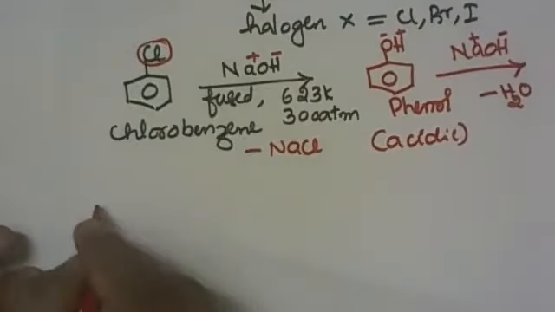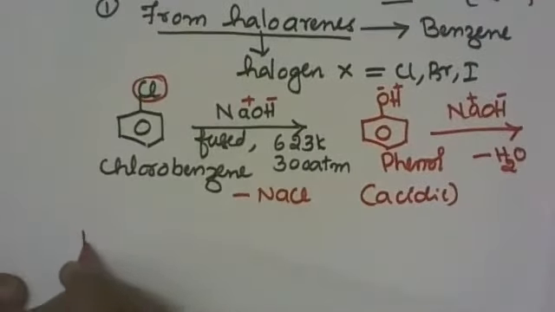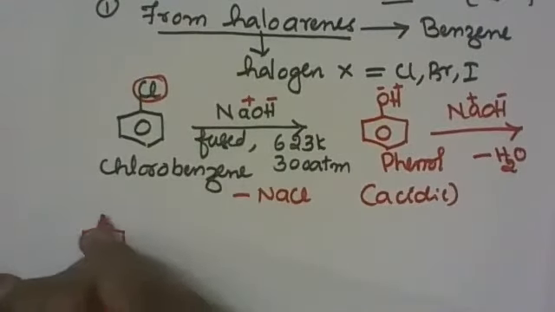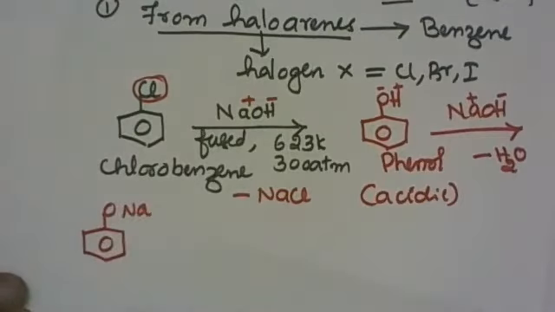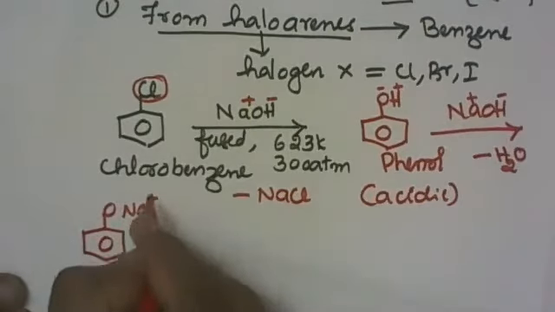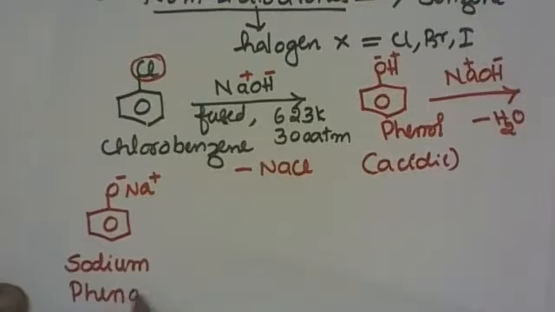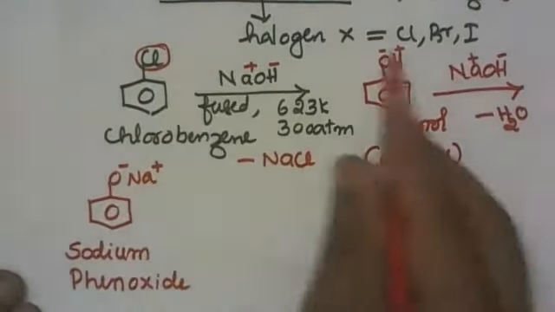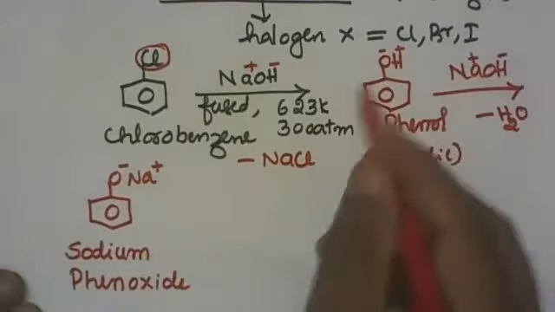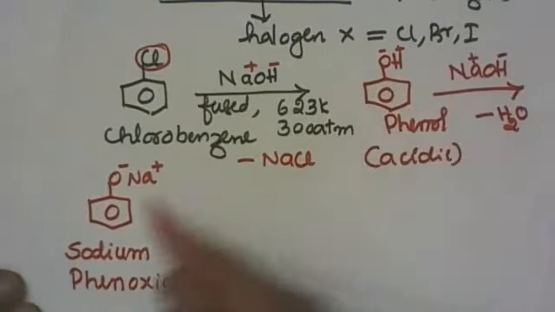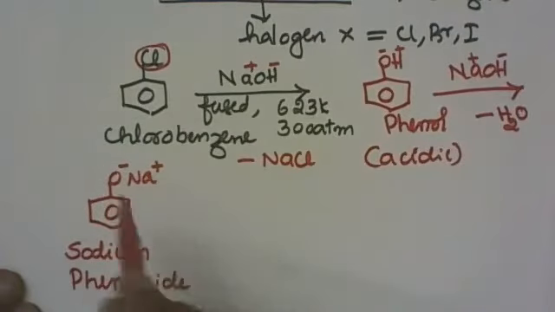Then I get the benzene ring attached to O and Na. I get the sodium salt of phenol, Na plus O minus, called sodium phenoxide. This is known as the phenoxide. But I want a neutral phenol like this, a neutral molecule. I don't want charges, and I don't want the sodium salt.